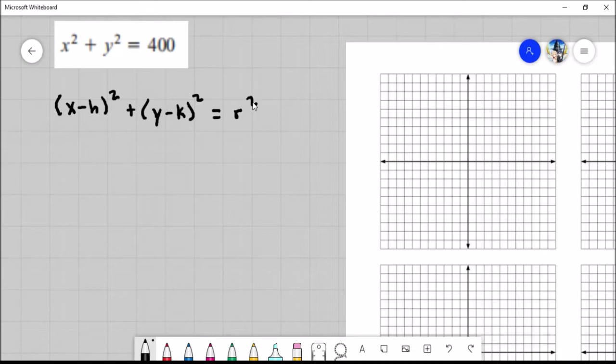So the h and k represent the center of the circle, and the r represents the radius of your circle. So this is the most general form of a circle equation. And what we have for the problem, x squared plus y squared equals 400, is an equation we can pull information from in order to graph it. Looking at the most general form versus the equation that's given, we notice one thing.